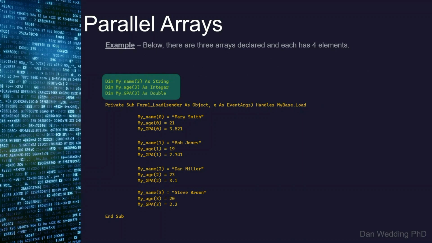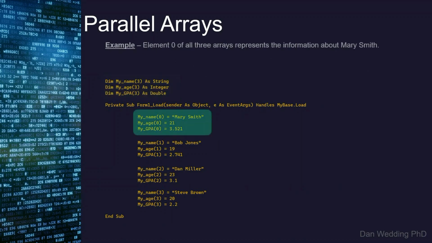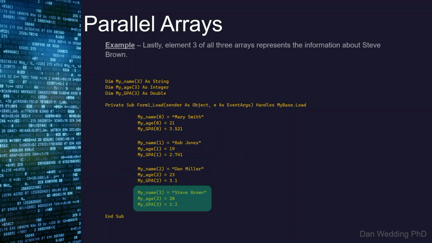Below, there are 3 arrays declared, and each has 4 elements. Element 0 of all 3 arrays represents the information about Mary Smith. Element 1 of all 3 arrays represents the information about Bob Jones. Element 2 of all 3 arrays represents the information about Dan Miller. Lastly, element 3 of all 3 arrays represents the information about Steve Brown.